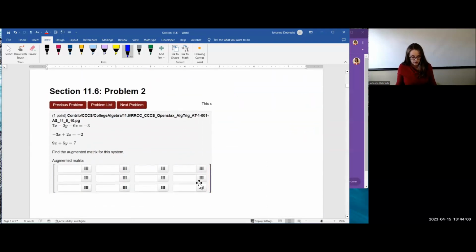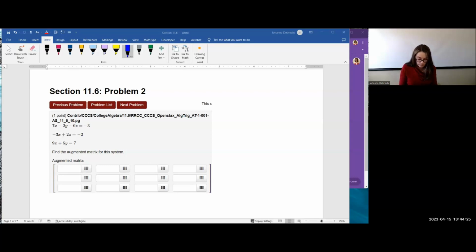Okay, let's take a look at problem number 2 and find the augmented matrix for this system. This time, when I'm looking at this one, I see I've got an x term, a y term, a z term, the equal, and the constant for the first equation. So I know that one's in the right form. But the second one has an x term, no y term, then a z term, then the equals, then the constant. So I'm missing a term.